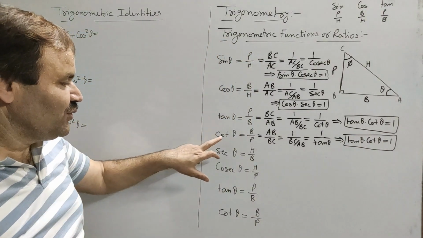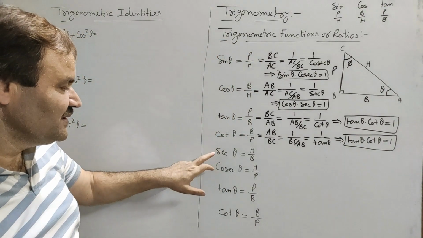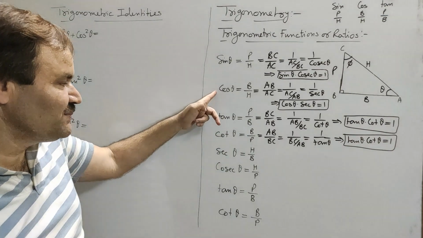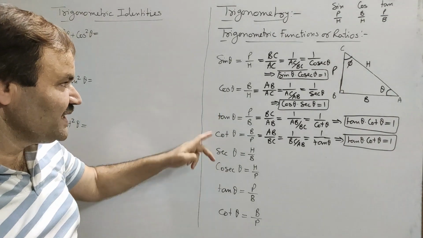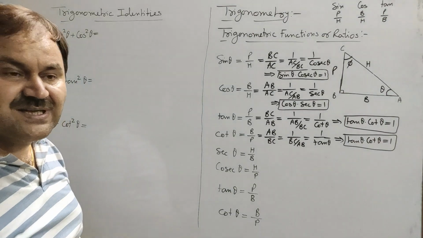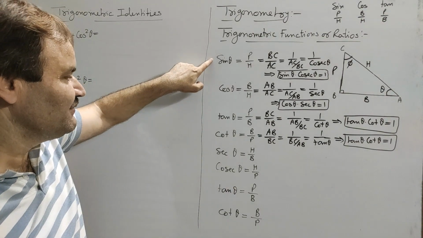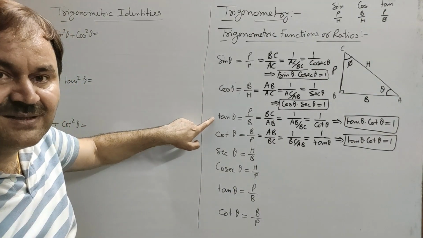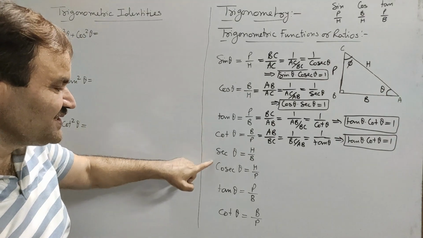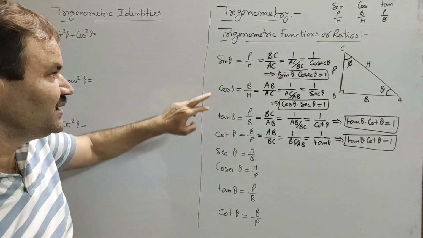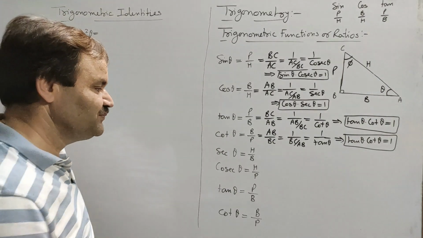Now cot theta is the reciprocal of tan theta, sec theta is the reciprocal of cos theta, and cosec theta is the reciprocal of sin theta. So if we know the first 3 trigonometric ratios, then the rest 3 can be obtained by reciprocating them.